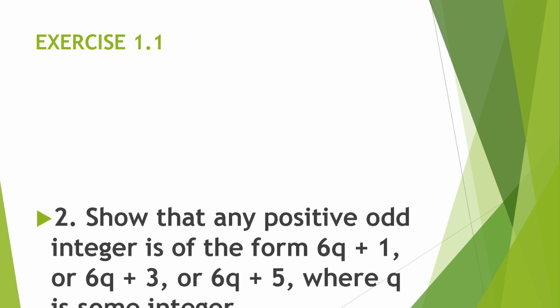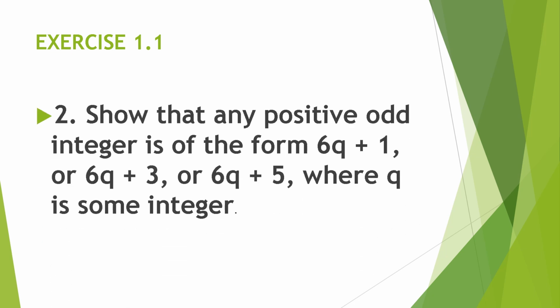We have already seen exercise 1.1 two sums. So Euclid's division algorithm: when we divide any number a by b, we will be getting the remainder, and that should be 0. Just a recall of what we have seen yesterday.